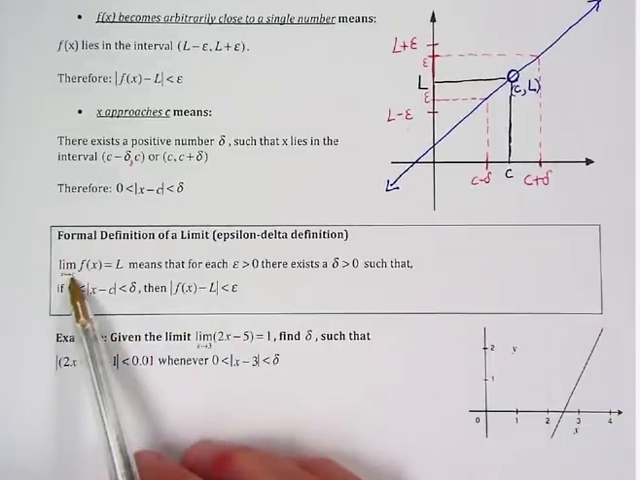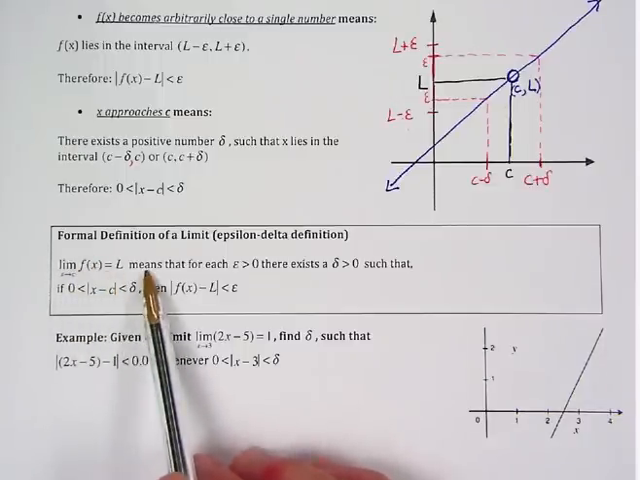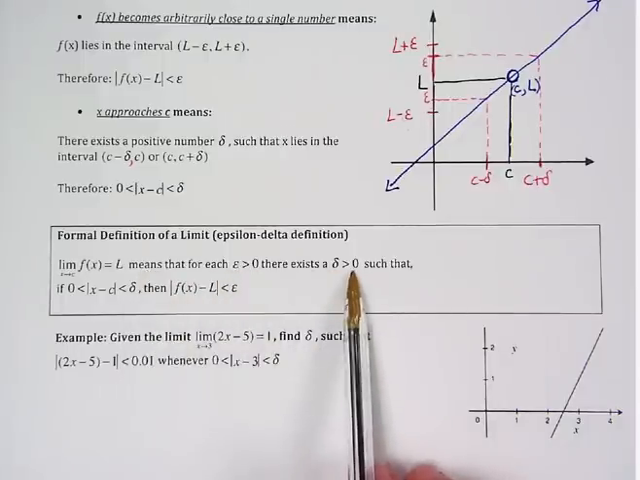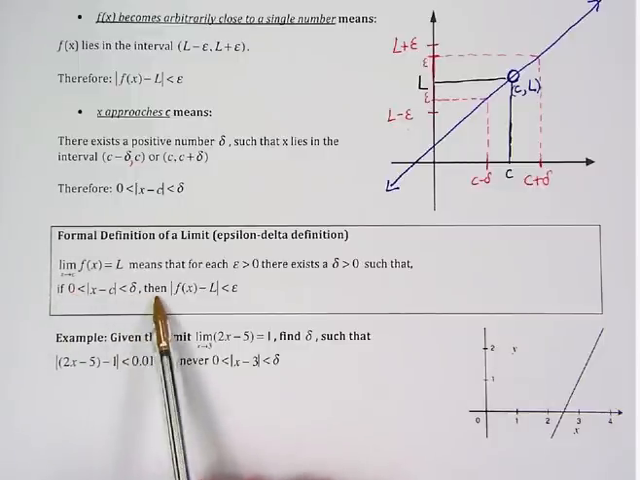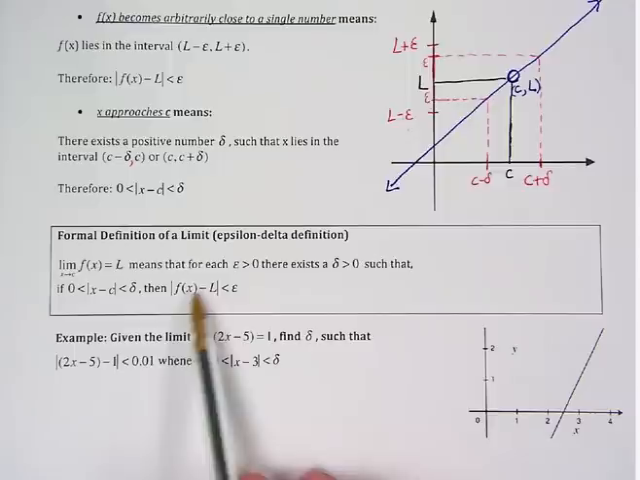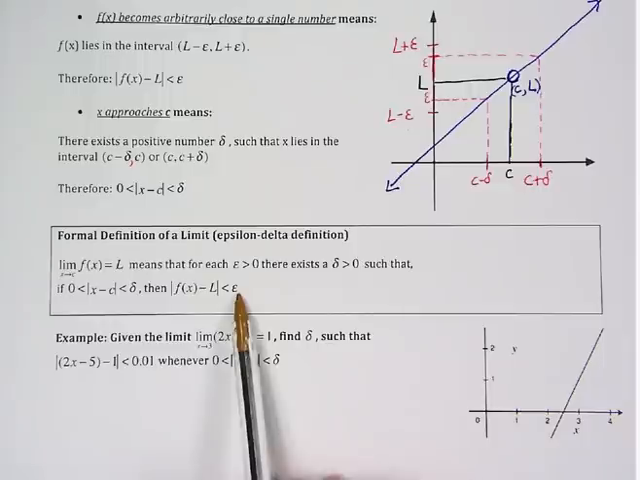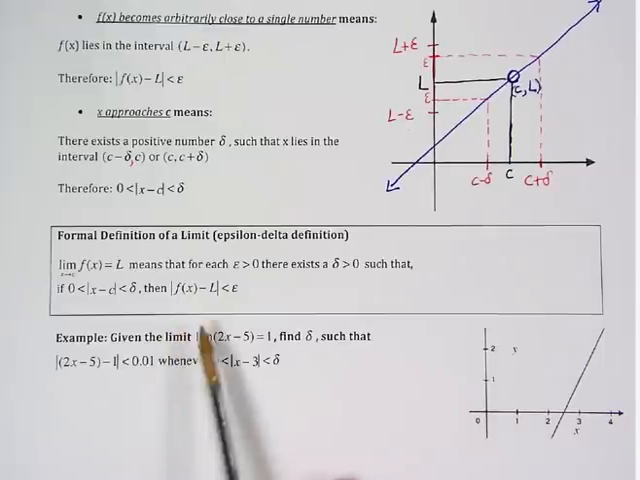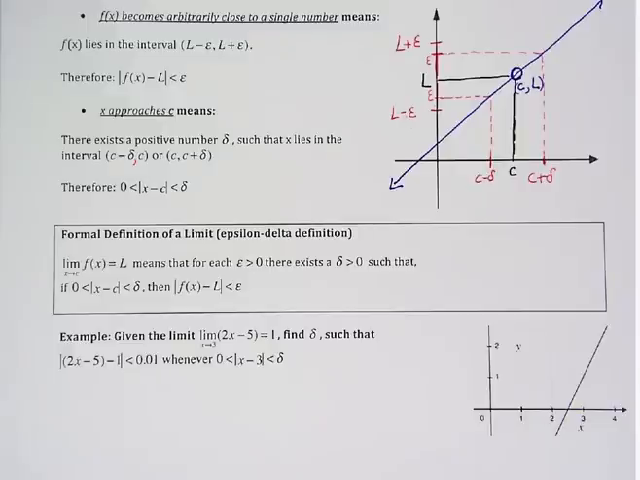So the limit as x approaches c of our function f of x equals L means that for each epsilon greater than 0, there exists a delta greater than 0 such that if the absolute value of x minus c is between 0 and delta, then f of x minus L, the absolute value, is going to be less than the epsilon. Okay, so whether you understand this definition or not, we're going to use it right down here in a couple examples and see how this works.